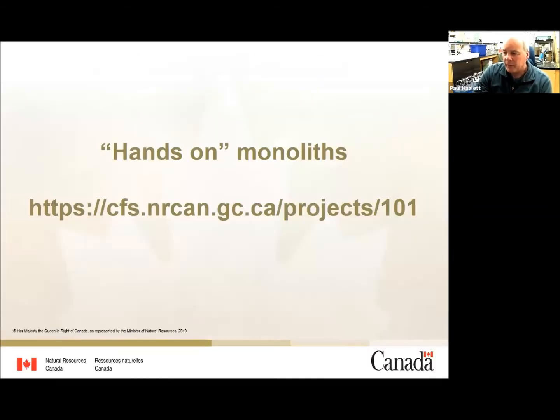Okay, so I'm going to take a few minutes here and just provide an overview for 4 monoliths that I've moved into our lab here, and we'll take a look at identifying the parent material and looking at some differences in parent material between these monoliths and also the soil horizons.